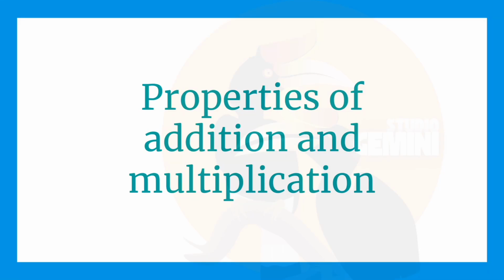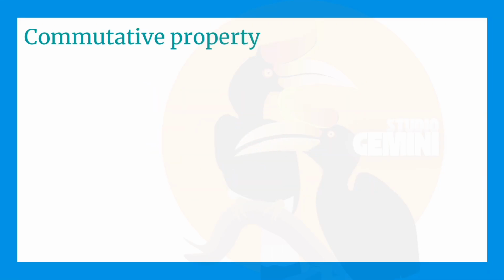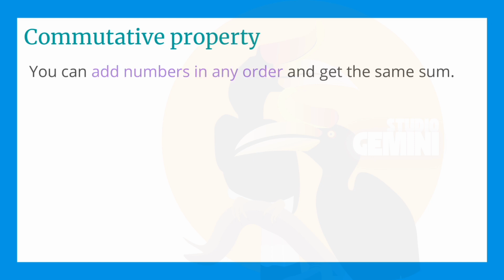We'll be learning about properties of addition and multiplication. Let's start with the commutative property. For addition, this tells us you can add numbers in any order and get the same sum. For example, x plus y is equivalent to y plus x.